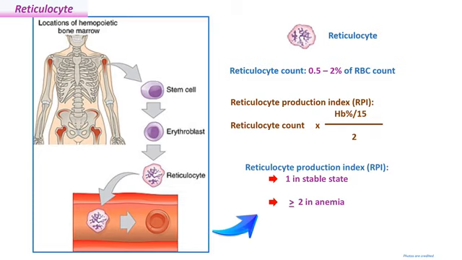So, in a stable state, the reticulocyte production index is 1. But when there is anemia, the bone marrow is in the hyperactive stage, and it is usually 2 or more. So it is better to depend upon the reticulocyte production index instead of the reticulocyte count.